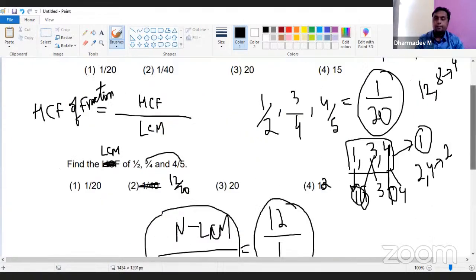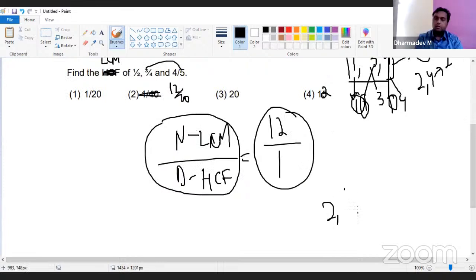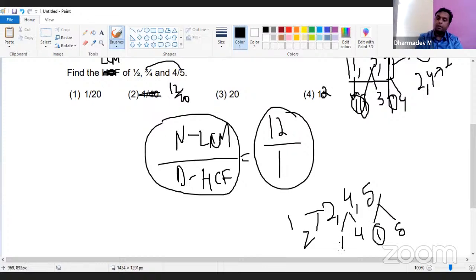Got it? Good. So 2, 4, 5. I have 1 and 2. There is no common factor. 1 and 4. There is nothing. 1 and 5. So altogether, the only common number is 1 in every way. So the HCF is 1. If I had some other number, then I could have taken it.